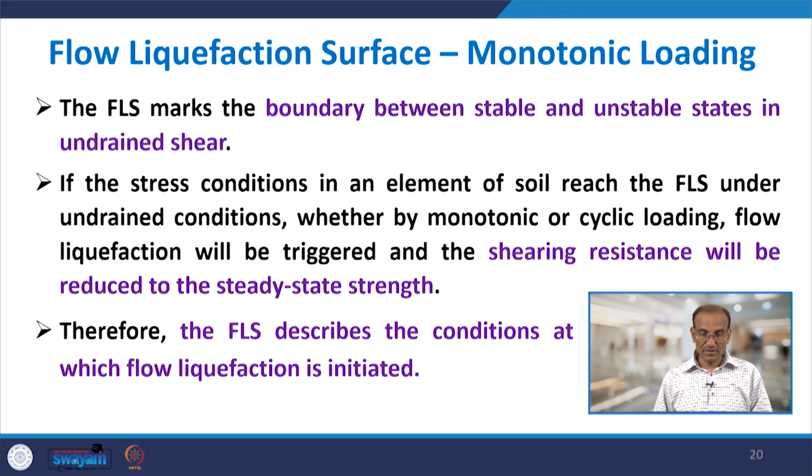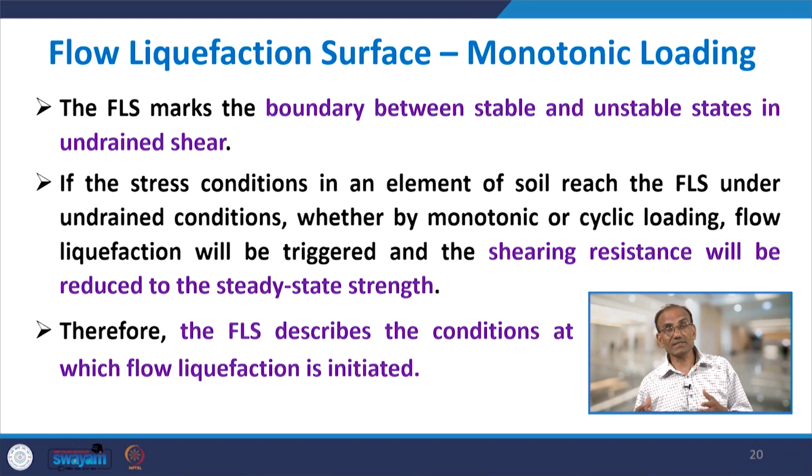Now, what is the use of FLS? This flow liquefaction surface marks a boundary between stable and unstable states in undrained shear. When you do not allow drainage and shearing is done, there is a boundary between stable and unstable cases. If the stress conditions in an element of soil reach the FLS under undrained condition, whether by monotonic loading or cyclic loading, flow liquefaction will be triggered and the shearing resistance will be reduced to the steady state strength. So, that will happen.